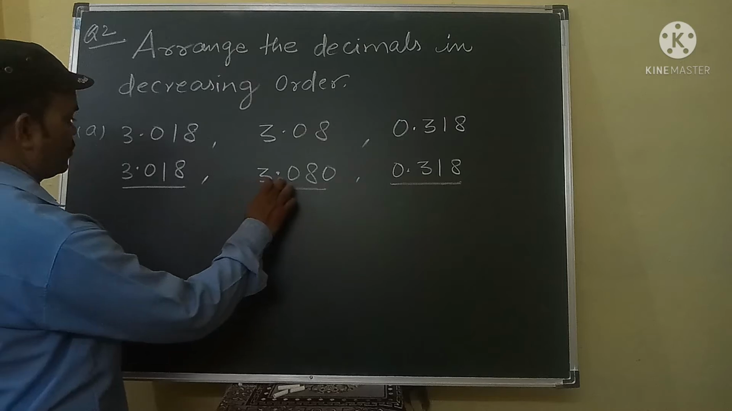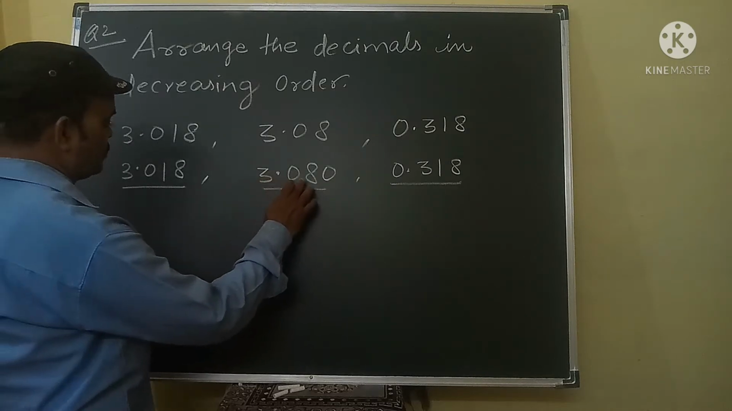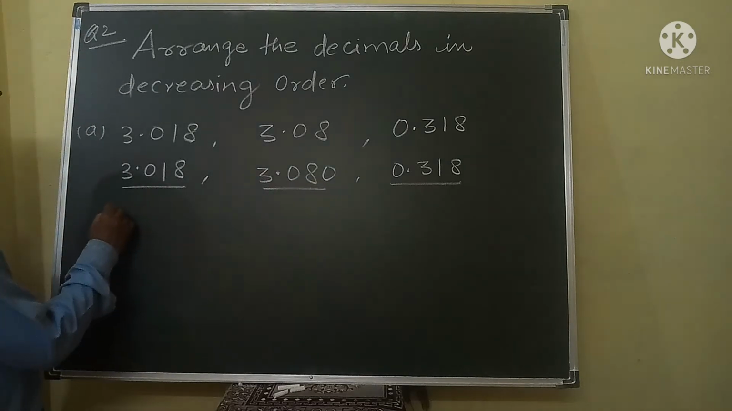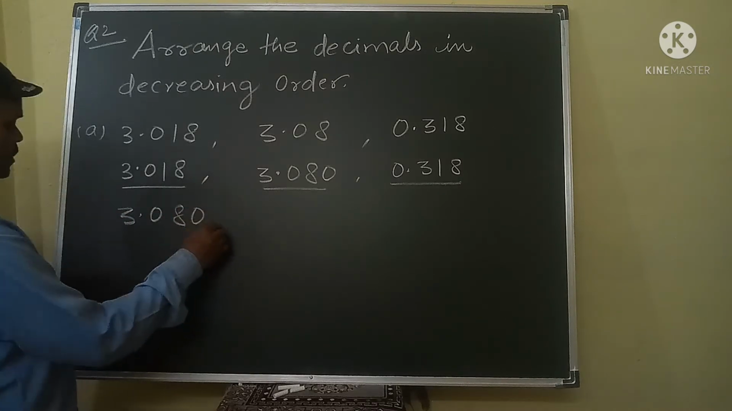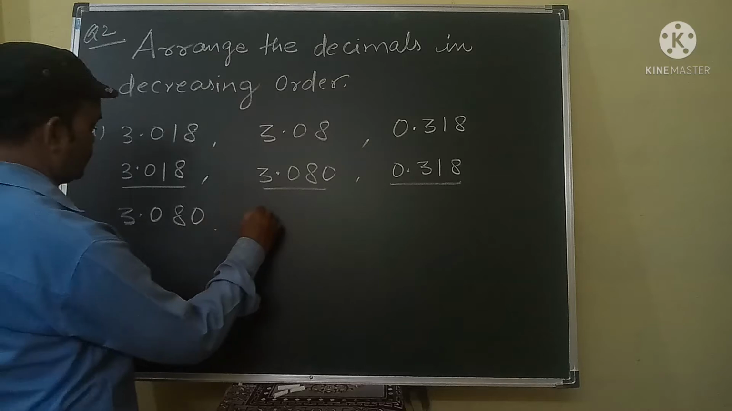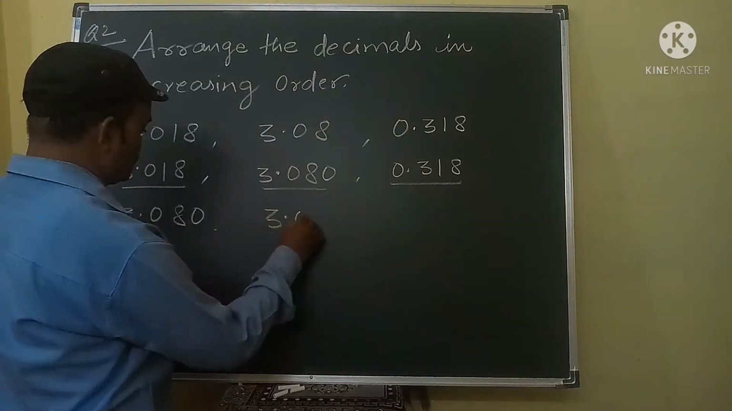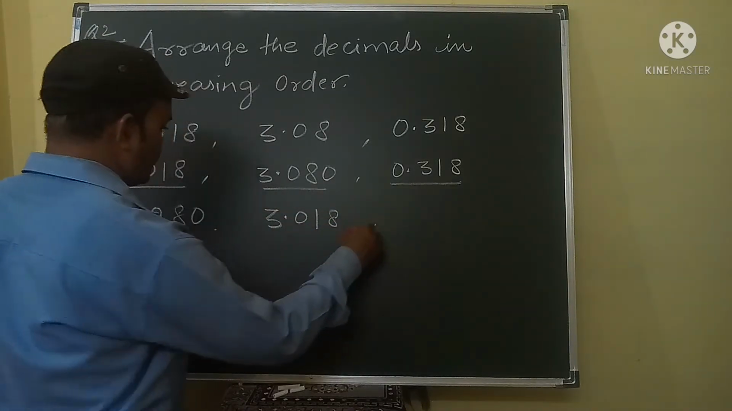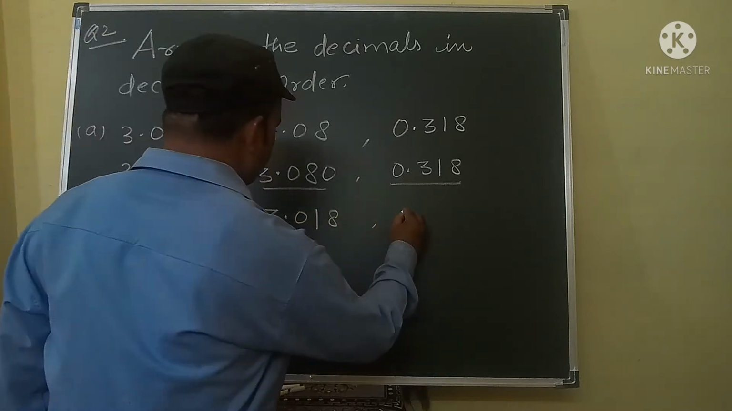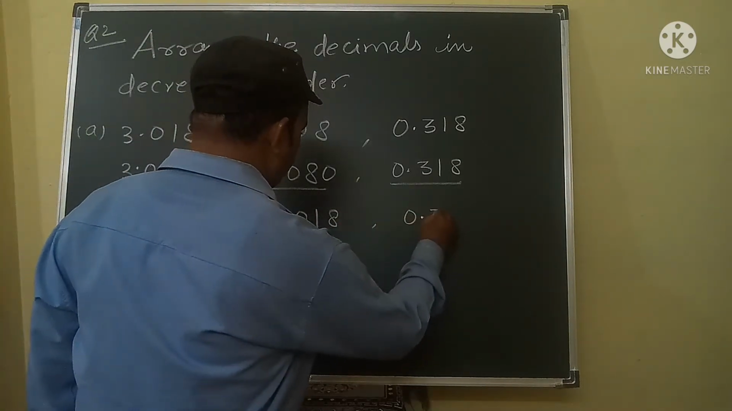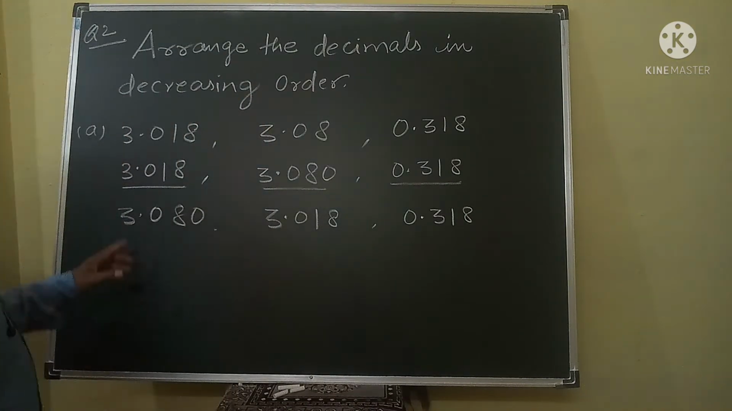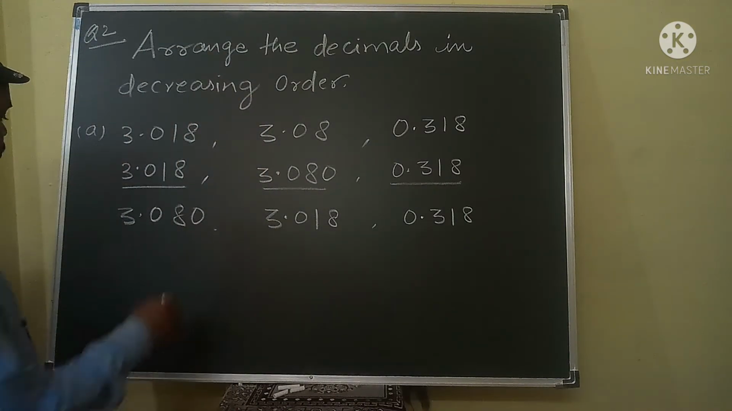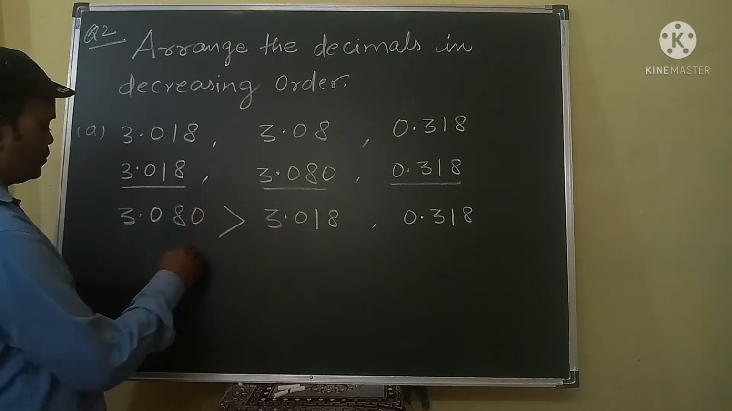3.080. 3.080 is the biggest decimal number. Then after that, 3.018, and then after that, 0.318.